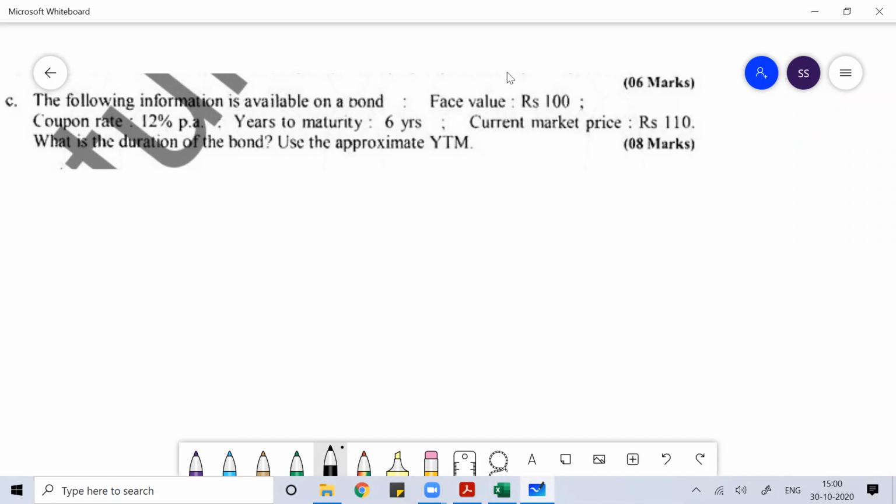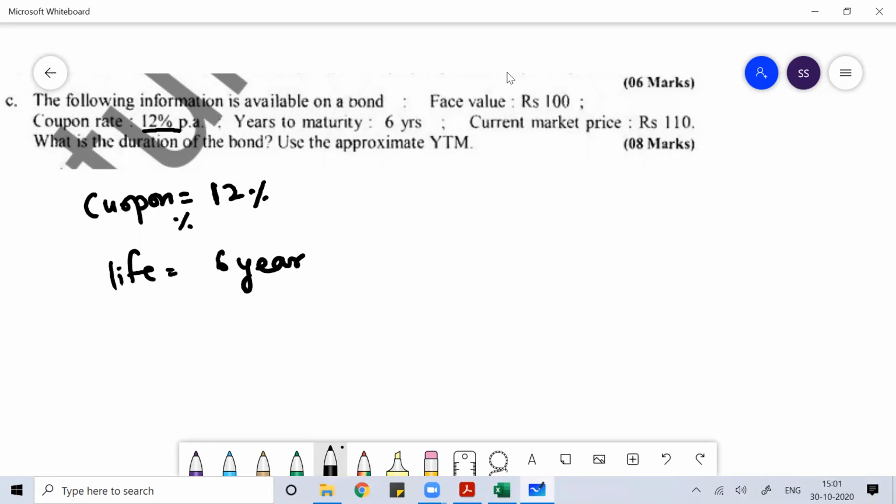the coupon rate is given as 12%. The year to maturity, the life of the bond, is 6 years, and the current market price is given as 110 rupees. The face value is 100 rupees.